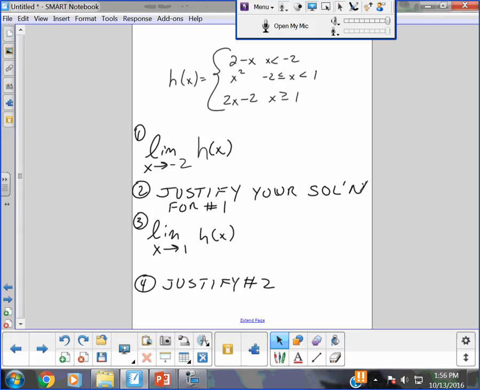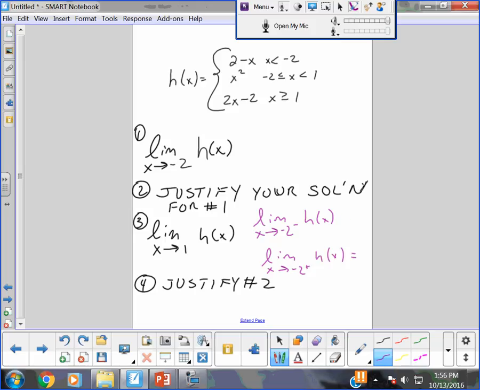So I would do the limit as x approaches negative 2 from the left hand side, and I would do the limit as x approaches negative 2 from the right hand side. Now, from the left hand side, that's when x is smaller. So from the left hand side, I would put in 2 minus x. And 2 minus negative 2 is positive 4.